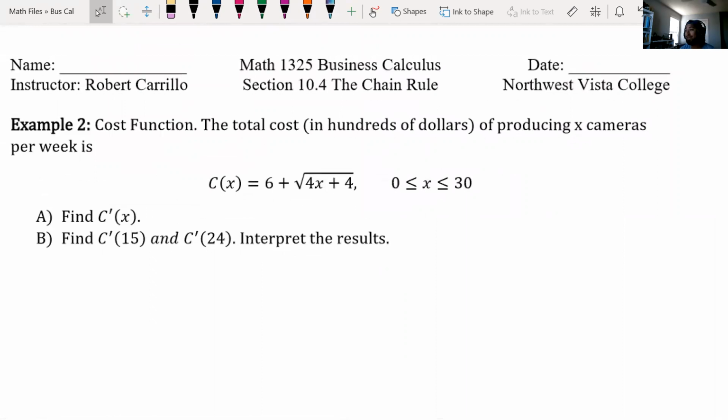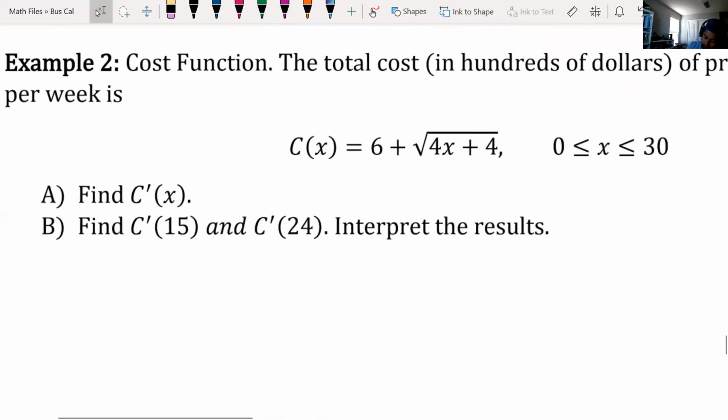The total cost in hundreds of dollars of producing x cameras per week is given by the cost function C of x equals 6 plus the square root of 4x plus 4, where the domain is between 0 and 30 cameras. Find C prime of x, and then find C prime of 15 and C prime of 24. So we're going to find the derivative, and then in step B, we're going to plug 15 and 24 into the derivative. Let's start with A.